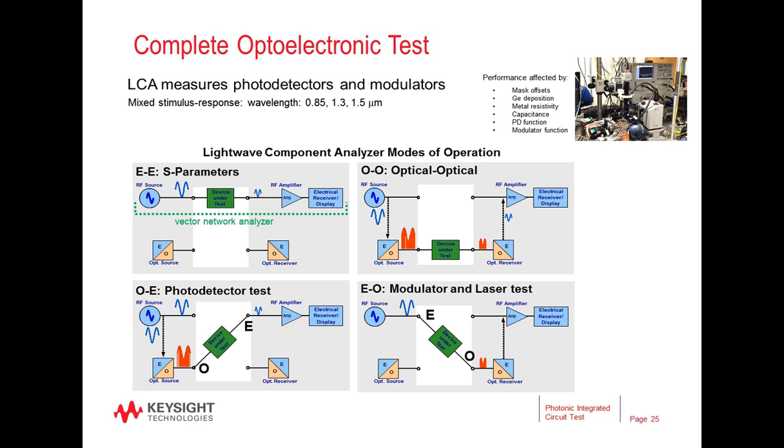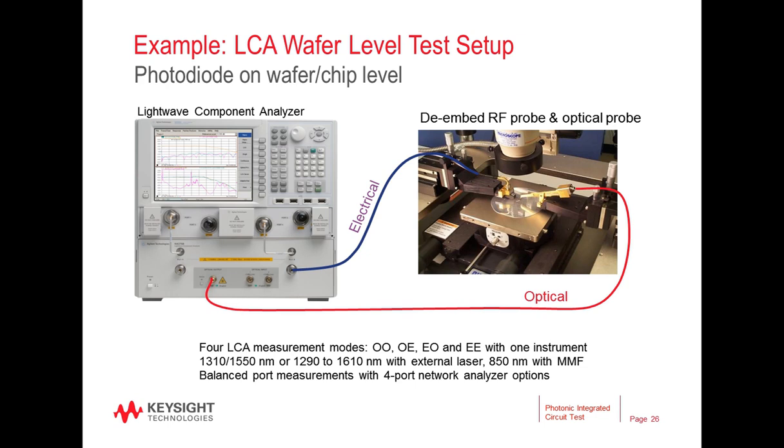That's great for photodetectors. And then in the lower right, you have the means to measure modulators, where you can take the source and feed it directly into the modulator and then run it to the detector. So this provides a comprehensive suite of measurements. And now let's take a look at the actual test setup.